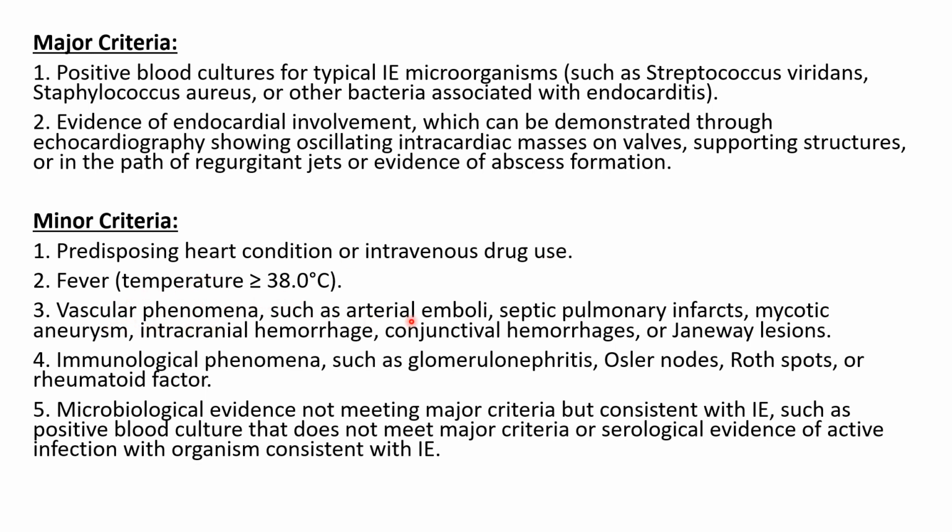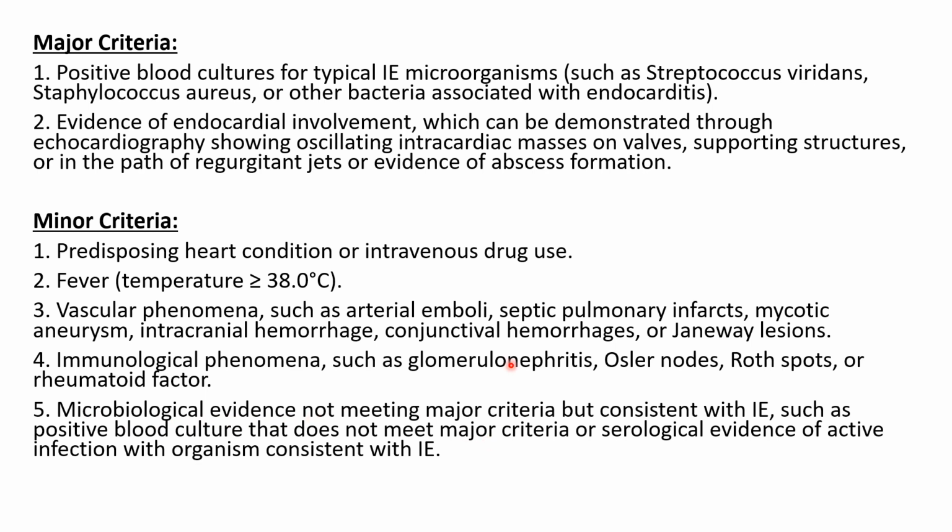Vascular phenomena: as I mentioned, there is an arterial emboli which is formed, causing a blockage in the pulmonary blood vessels. The patient can have a mycotic aneurysm, intracranial hemorrhages, conjunctival hemorrhages or Janeway lesions. Remember, Janeway lesions are a vascular phenomenon because of emboli forming erythematous macular patches in the palms and soles. Immunological phenomena, because of immune complex deposition, can present as glomerulonephritis. Osler nodes are nodules present in the fingertips and toes. They are painful. Roth spots are retinal hemorrhages with a central paleness. Sometimes patients can be positive for rheumatoid factor.